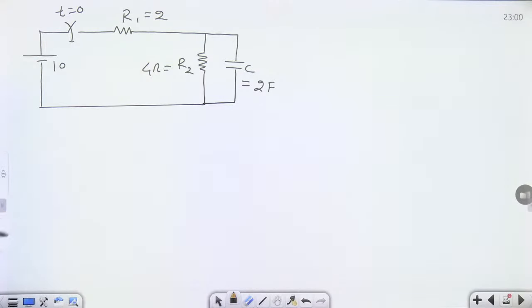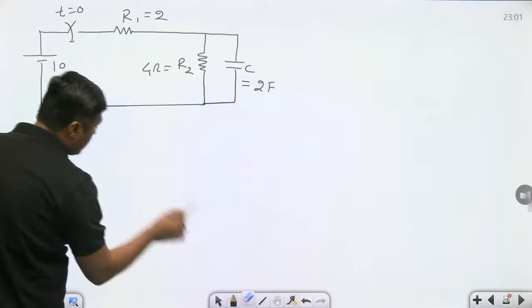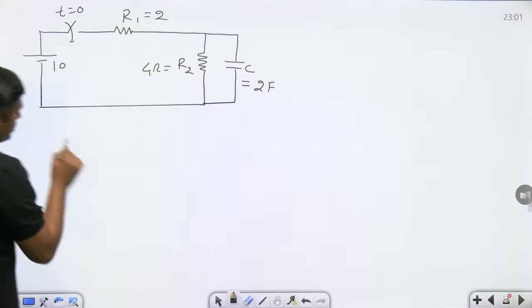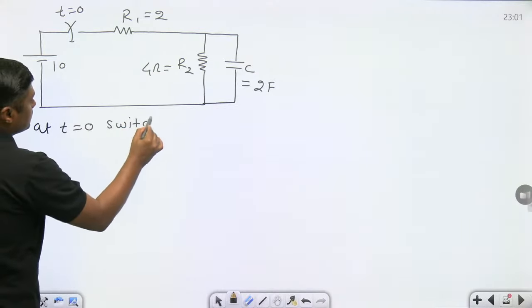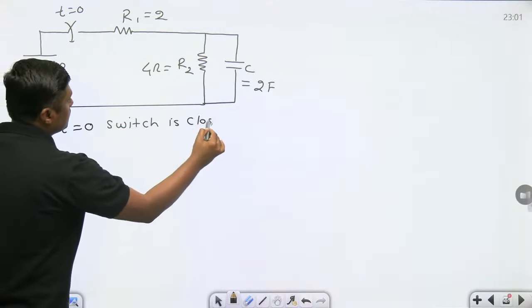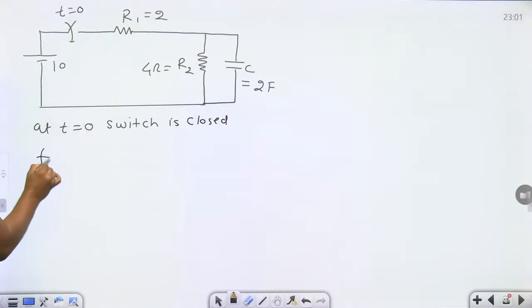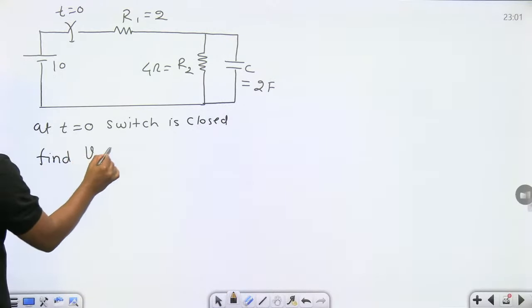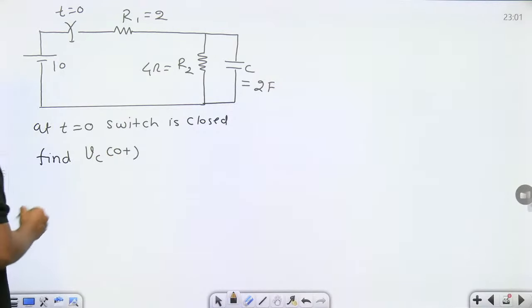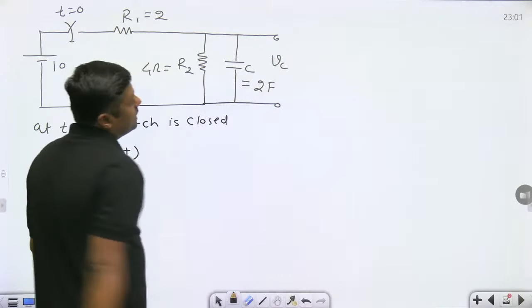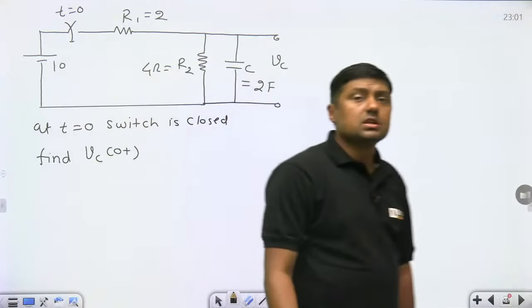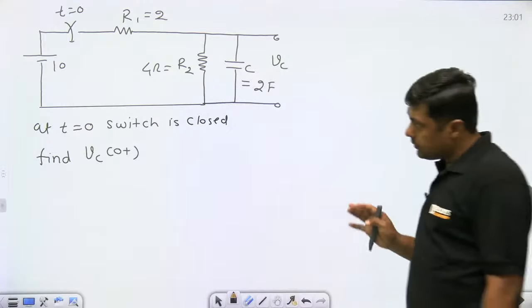Okay. Now, initially the circuit is unenergized, which means the initial voltage across the capacitor is zero. Exactly at t equal to 0, the switch is closed. Find VC(0+). What is the voltage across this capacitor exactly at t equal to 0? Tell me. What is the answer? Very simple question.